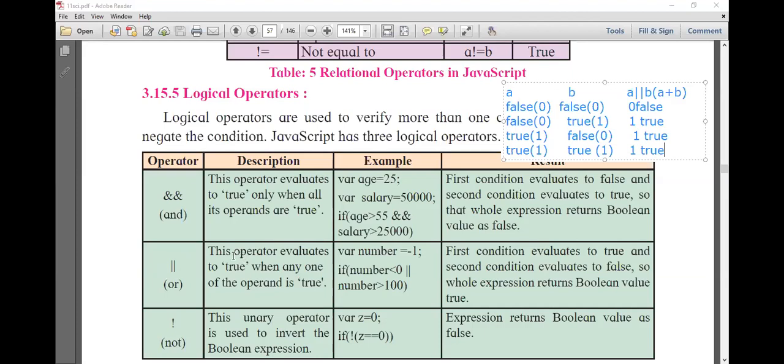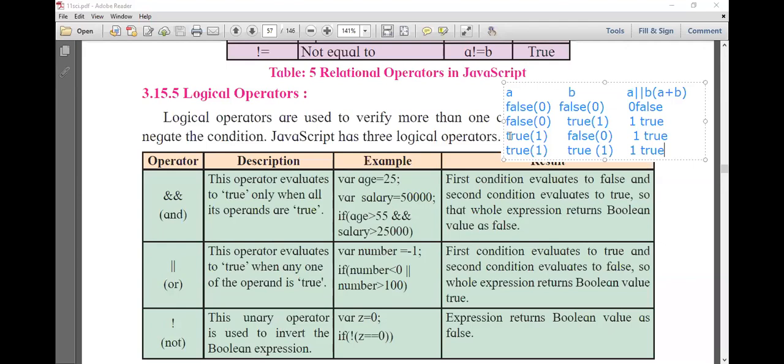What it says is this operator evaluates to true when any one of the operands is true. Here is a true, it's true. Here is a true, it's true. Here is a true, it's true. So if any one operand is true, then the value is true. But never remember it like this, you will forget it. This you never forget: OR means addition, AND means multiplication.